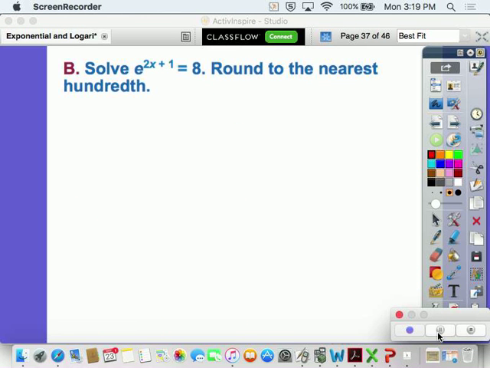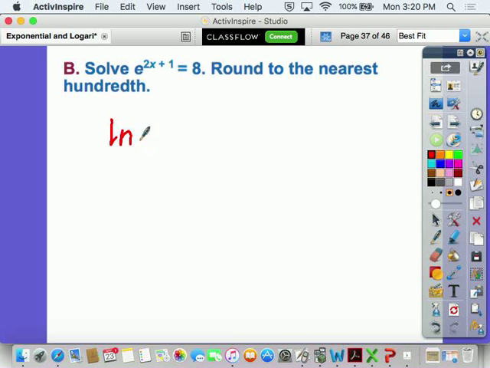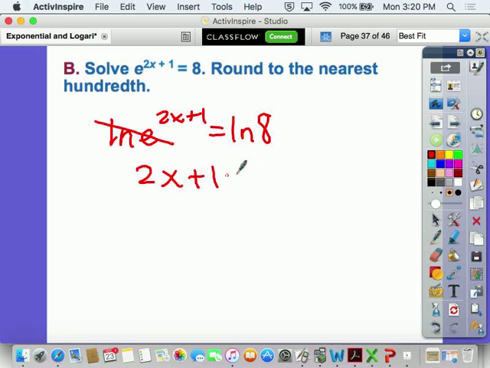All right, so again, certain problems are going to be done by me, and then other ones are going to be for your homework. So here we go. You're going to solve this one. Since you have an e, you already know that you're going to have to take the ln of both sides to get rid of that e. Okay? By taking the ln of both sides, that cancels out, and you're left with 2x plus 1 equals the ln of 8. Then it's nothing but a couple simple algebra steps. You have the ln of 8 minus 1.